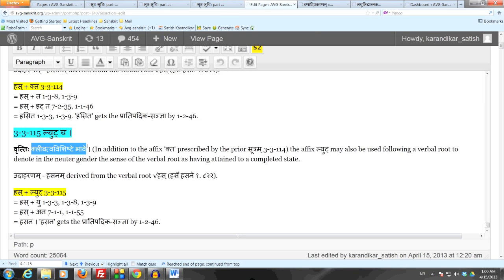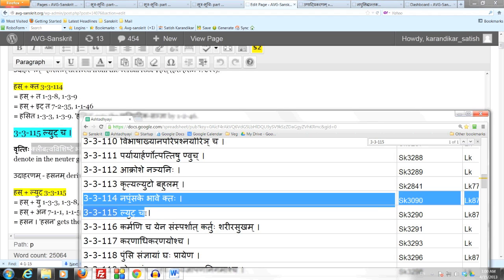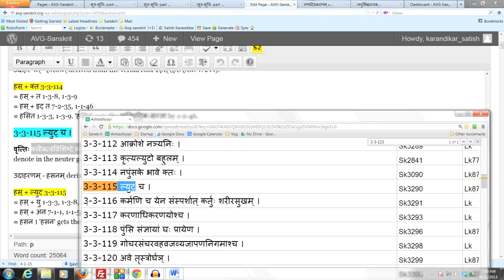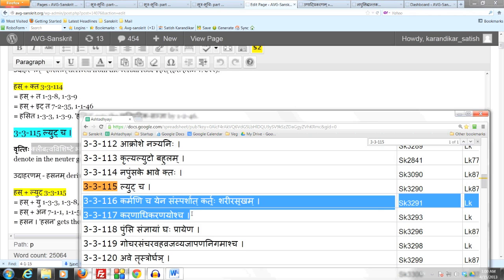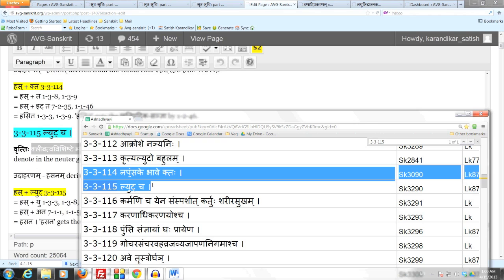The question that comes here is, why not just make one sutram, napumsake bhave kta lyutau? Why has Panini made two rules like that? What's the point of doing that? The point is that the anuvritti of lyut only is required in the next two rules, 3.3.116 and 3.3.117. If Panini had combined these two rules, 3.3.114 and 3.3.115, and prescribed lyutau, then both would have come down into the next two rules, which would have been undesirable.